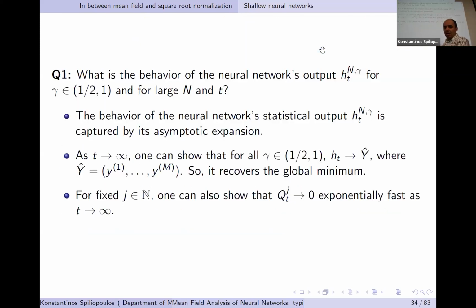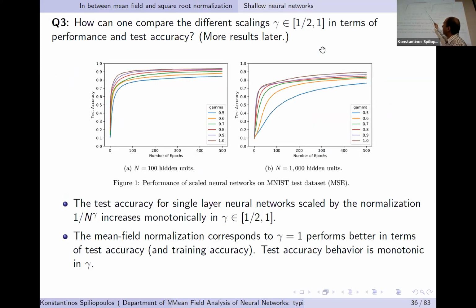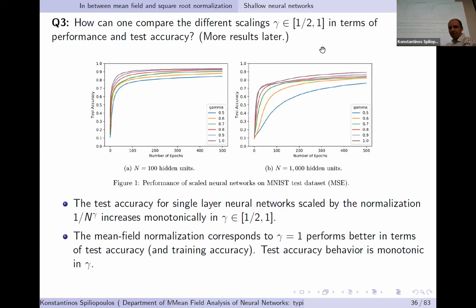Now, this is what I'm writing here: the norm of the variance covariance matrix, in the shallow case, is essentially of the order here, and it is the square of what I had before, so it is monotonic in gamma. So it's a very, very simple structure. And the same thing happens also with the bias, very similar behavior.